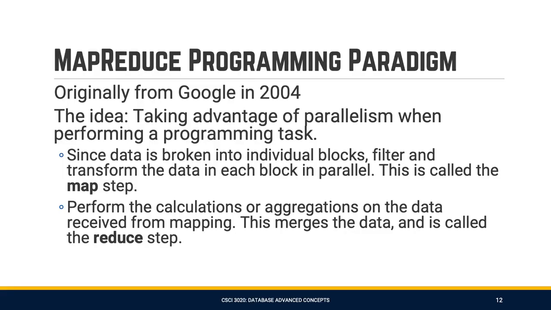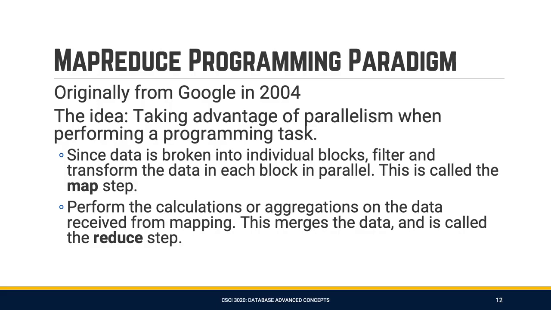So one of the things that came out of this idea was the MapReduce programming paradigm. Google originally came up with this idea in 2004, and it's taking advantage of that parallelism that exists when you have data that's distributed across multiple systems. So what this allows you to do is offload some of the work onto the individual servers so that, especially in a big data system, it's not nearly as taxing on a singular server.